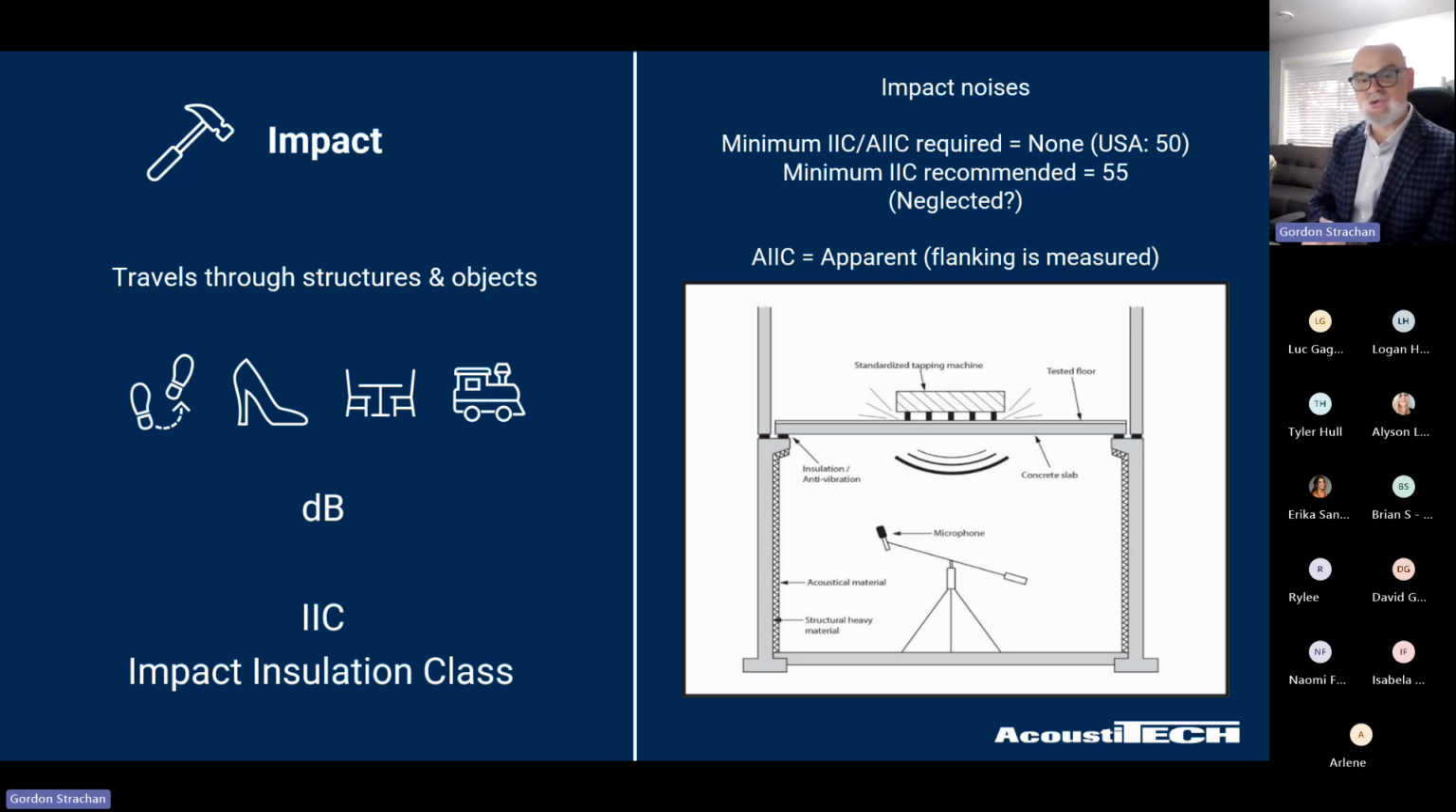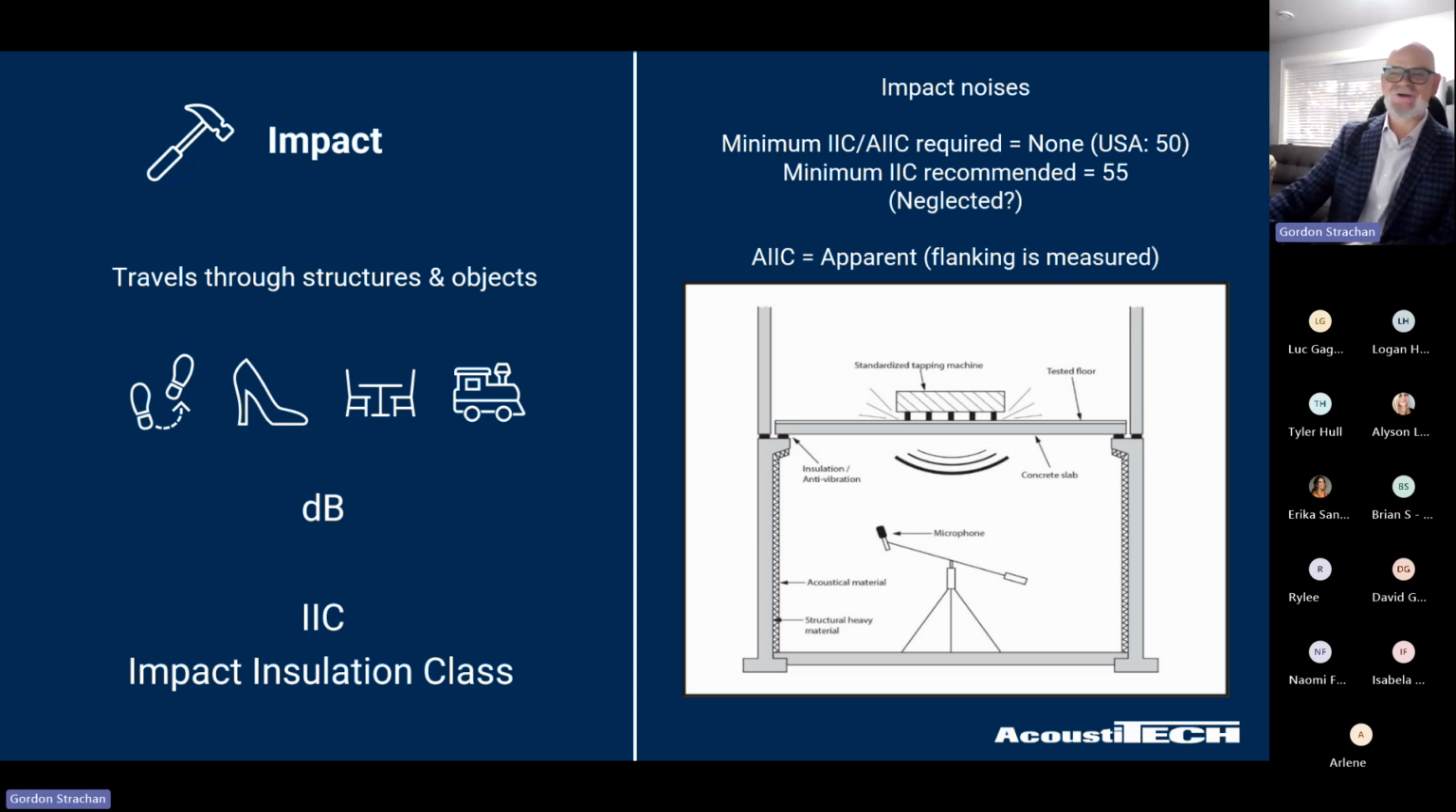Where I see that having a huge impact is a lot of these companies that are promoting underlay products that have an IIC 77 or an IIC 80-something. My hope is that it's going to put an end to a lot of those, because they're not going to be able to market themselves that way if they're not able to really achieve those numbers. So, hope for the future is how we'll leave this slide.